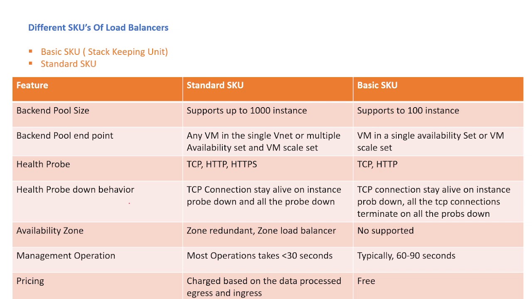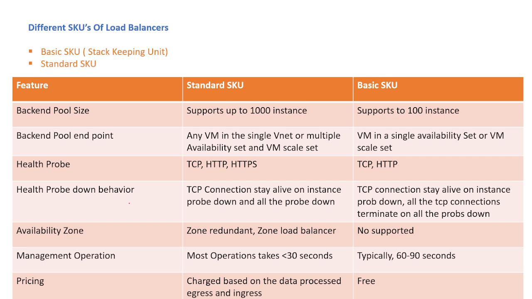So there are two SKUs in the load balancer, whether it is a public load balancer or a private load balancer. The first one is the basic SKU, and the other one is the standard SKU. So the load balancer has got two SKUs, and a couple of things are defined here.